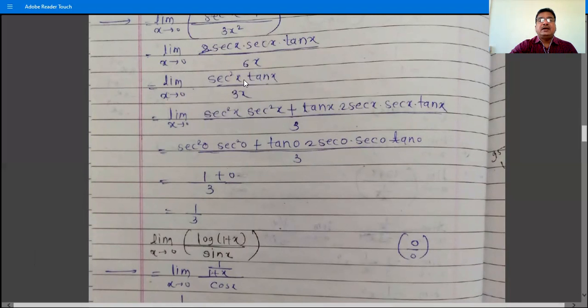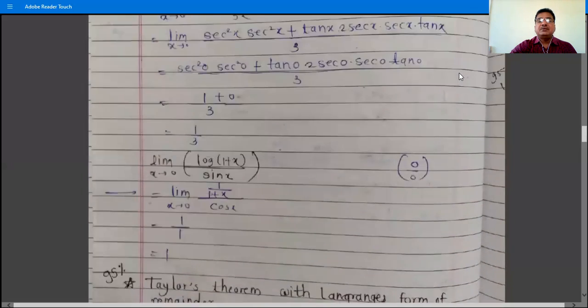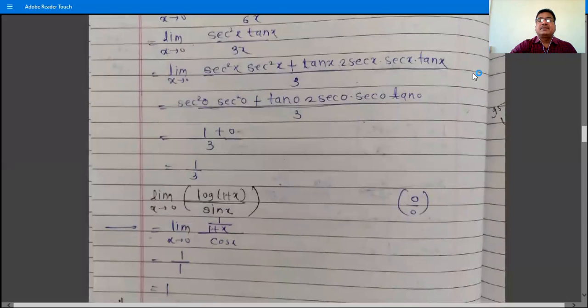So we have the derivative of sec square x into tan x by using the u into v rule. Sec square x, derivative of tan x is sec square x, plus tan x, derivative of sec square x is 2 sec x into tan x, since the derivative of sec x is sec x into tan x, divided by the derivative of 3x, which is 3. By L'Hospital's rule, then substitute x as 0.